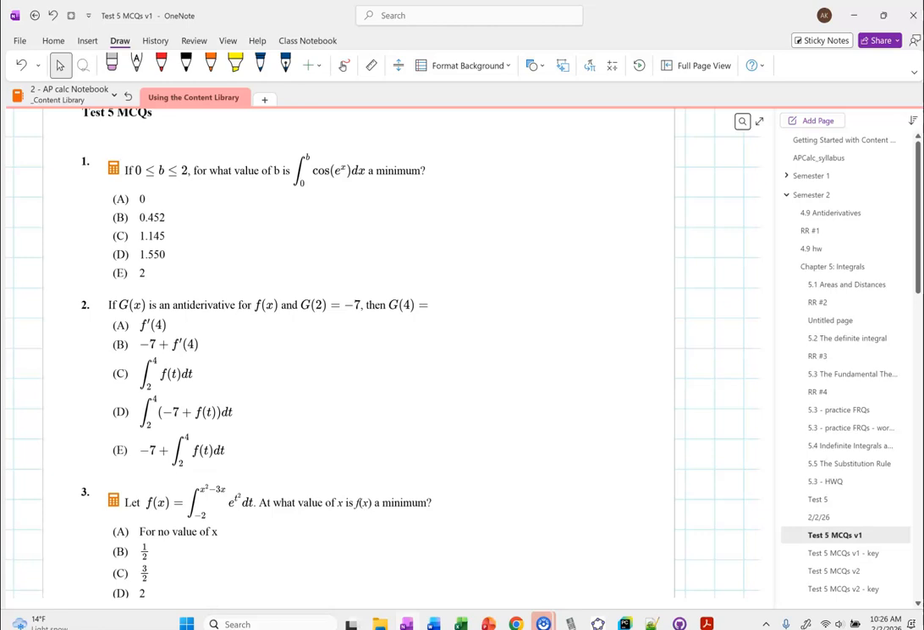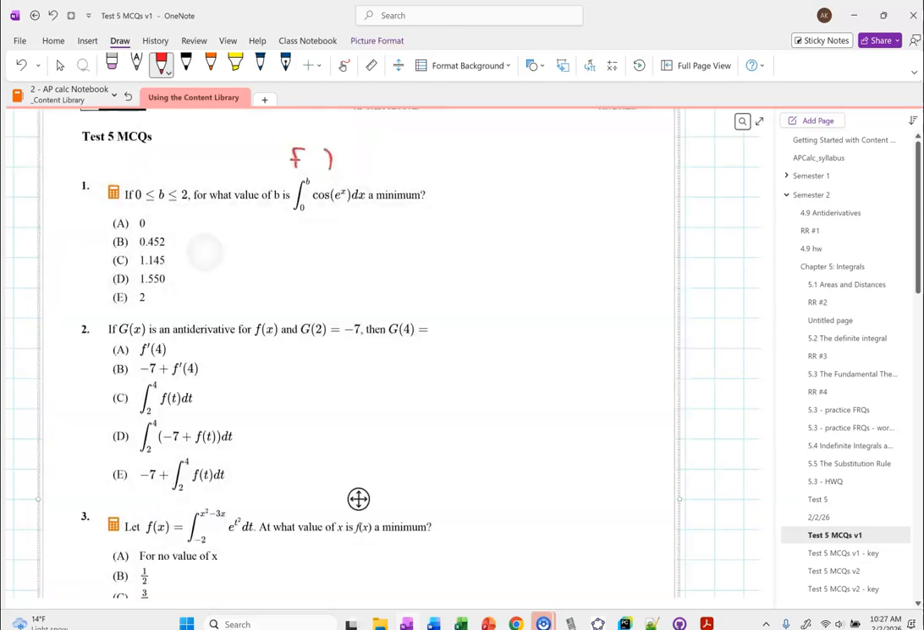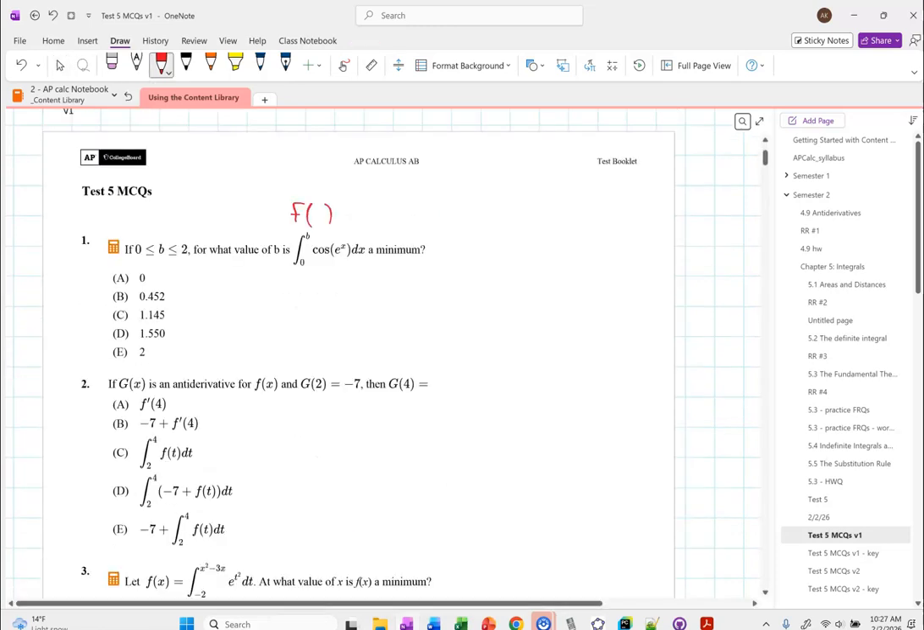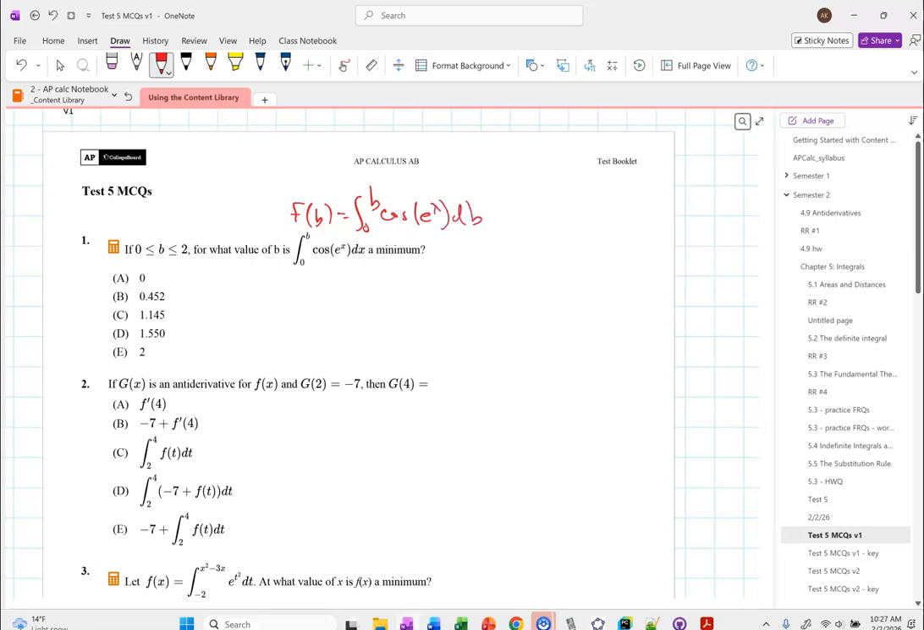So for b between 0 and 2, we're asking where the function has a minimum. To do that, what am I going to use to find a minimum? First or second derivative test, right? Specifically, I'm going to think about this function like f of b is this.